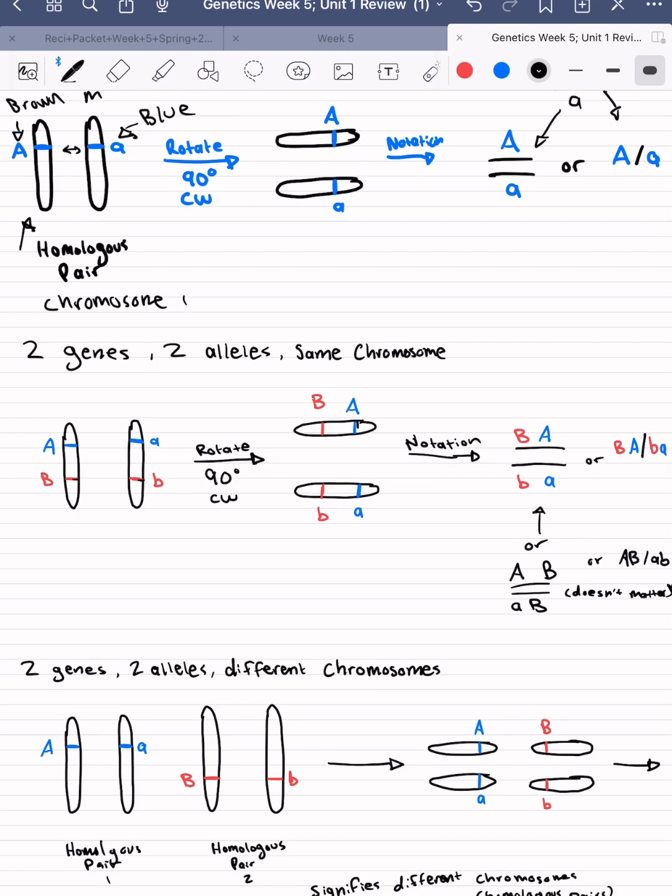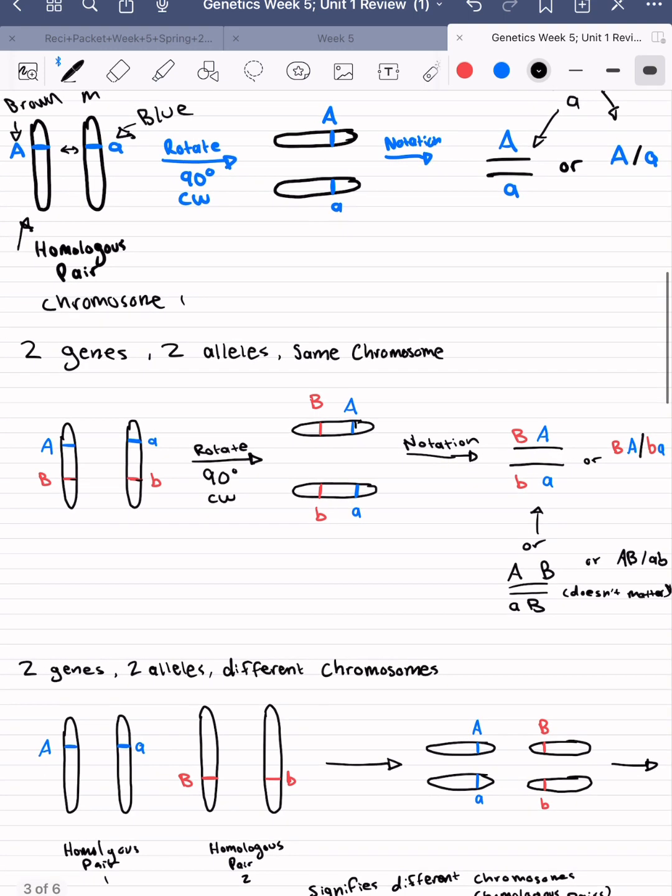It doesn't really matter how you write it. You can write big A, big B, chromosome. And you can also do little a, little b. However you want to, little a, little b.